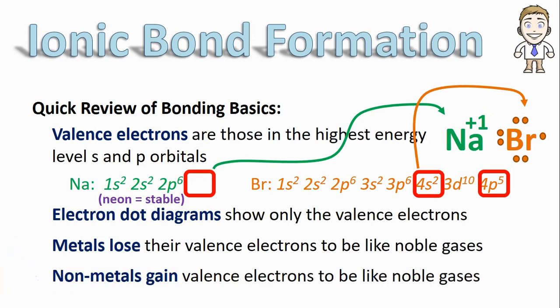If you're a nonmetal, you're not going to lose electrons. Nonmetals don't like to do that. They actually prefer to gain valence electrons, but with the same goal, to be like a noble gas. So bromine, which only fills up to 4p5, if it could gain one electron back, then it would fill up to 4p6, which would be like argon, a noble gas, which again is stable. The same side effect happens, except in the opposite direction. Bromine has gained an extra negative electron, so its charge now becomes -1.